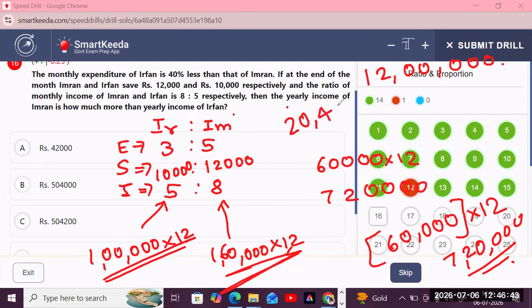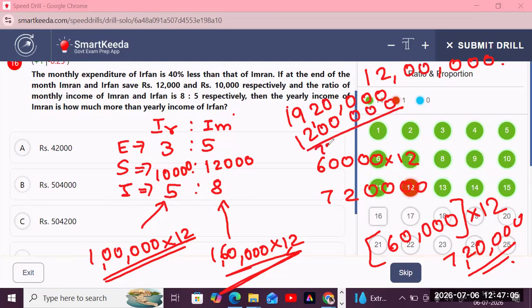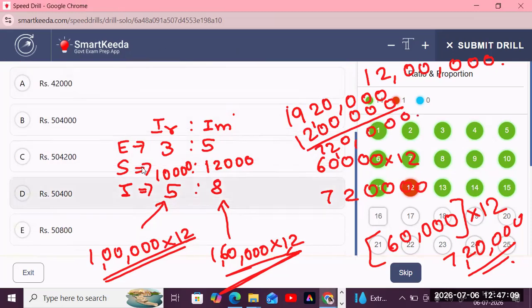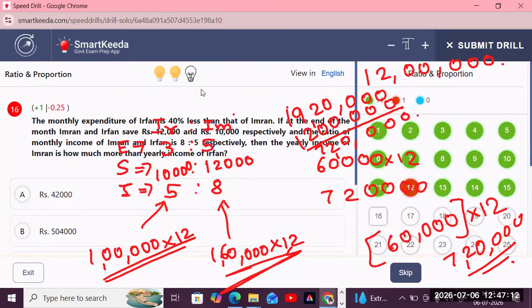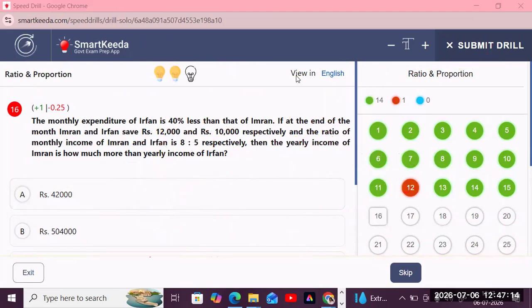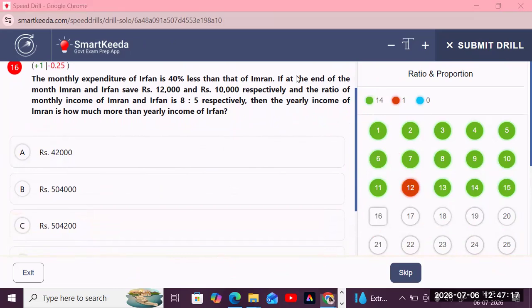12 lakh, 20 lakh, 40, 19 lakh, 20,000, 12, because 72 lakh 20,000 it is, right? So this option is showing.